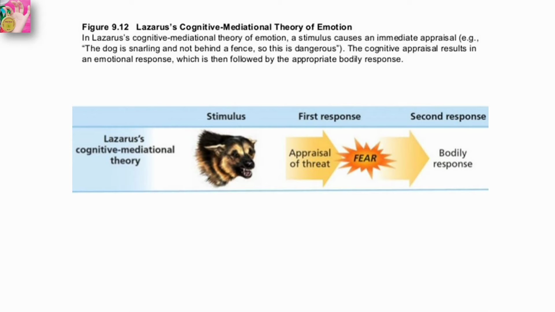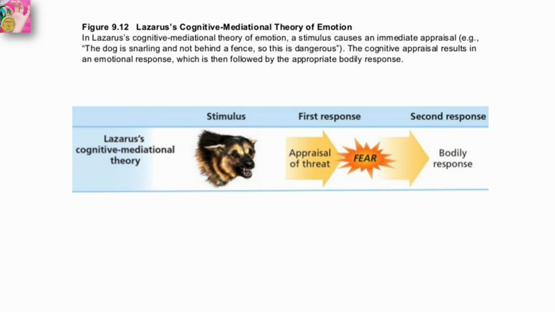In Lazarus' cognitive mediational theory of emotion, a stimulus, for example a snarling dog, or any kind of stimulus, causes an immediate appraisal. We have already discussed that. For example, take that snarling dog which is not behind the fence and which is in your way when you are walking. The snarling dog is dangerous at that time. So the cognitive appraisal results in an emotional response, which is then followed by the appropriate bodily response.